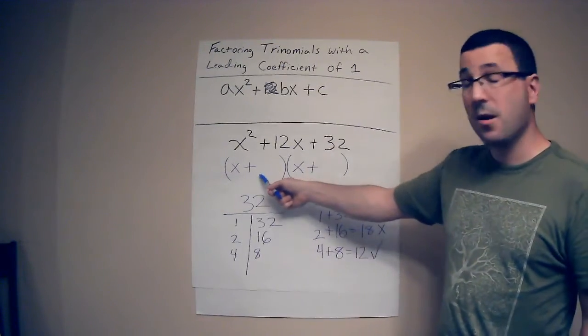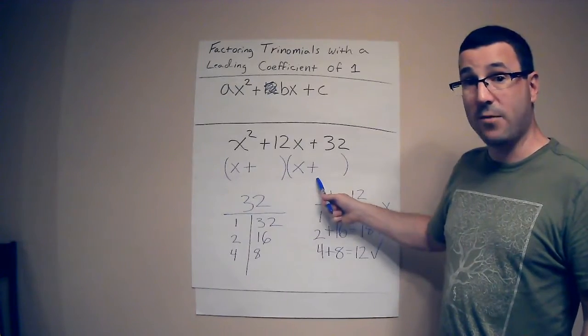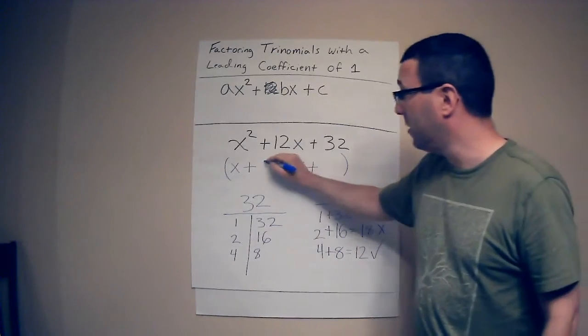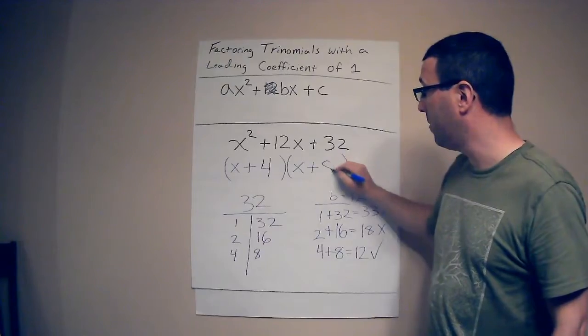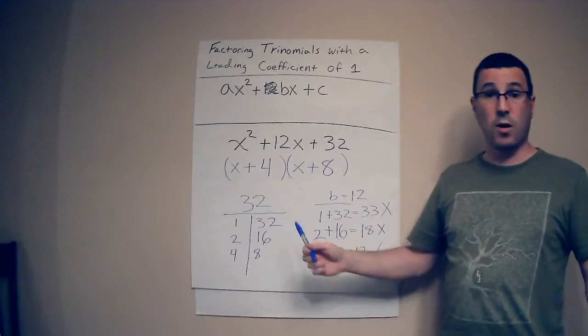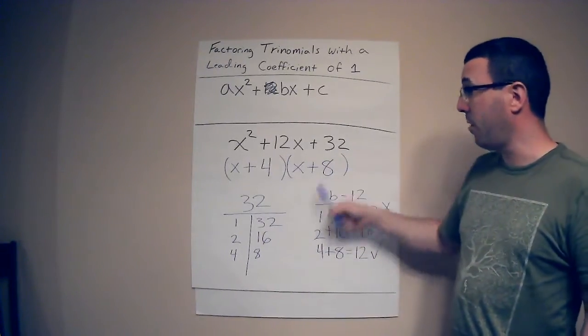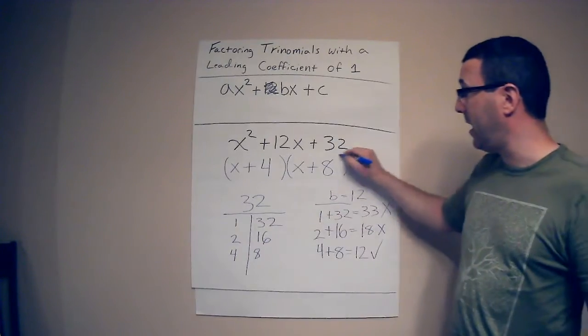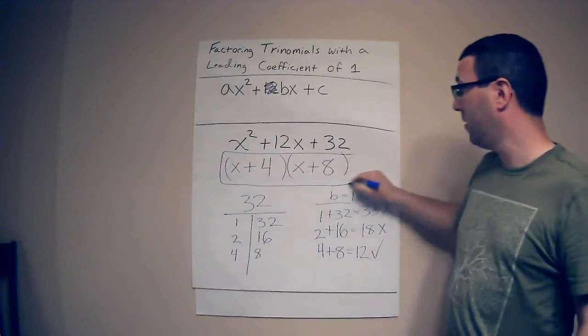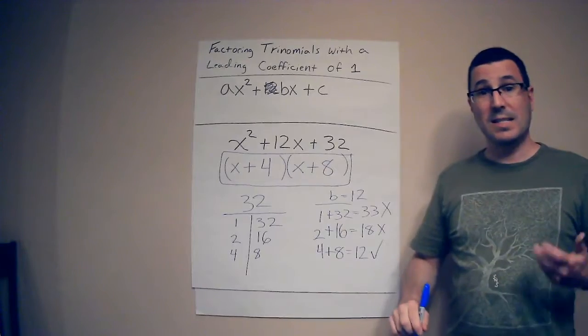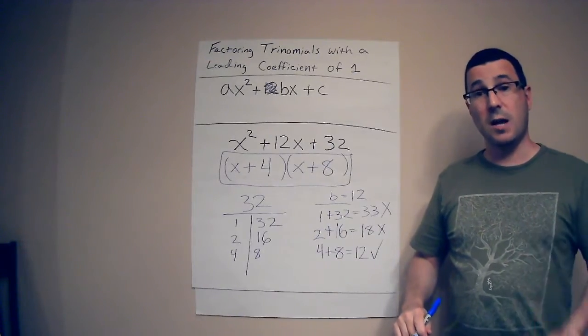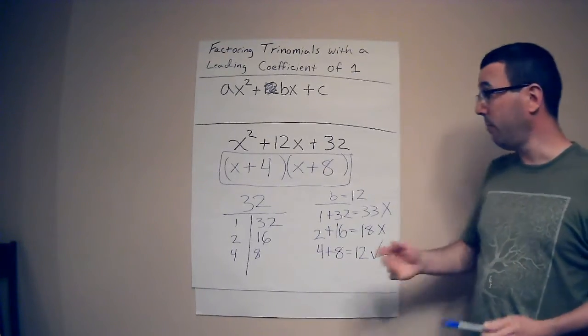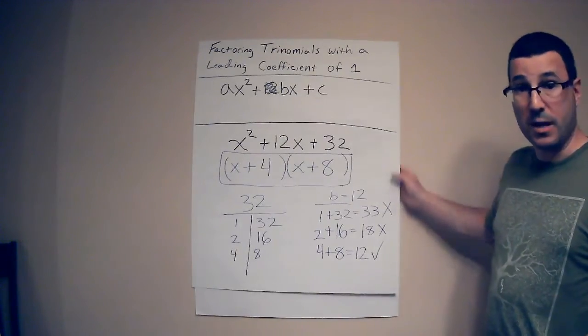And since we have the same sign in both parentheses, 4 here, 8 here, or I could switch the order. 8 here, 4 here. But my answer at the end of the day for this first example is x plus 4 times x plus 8. Okay? So that's one of our examples.